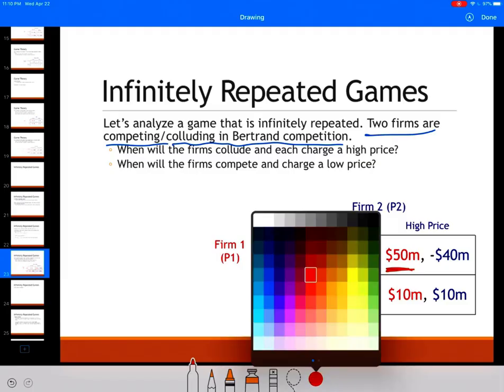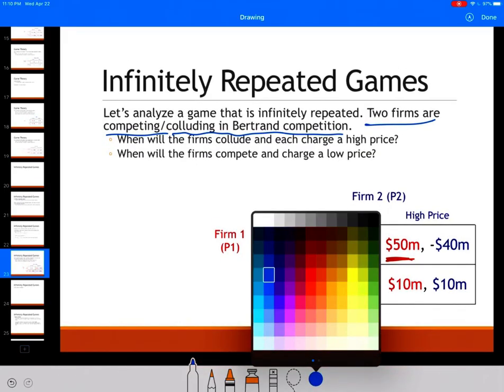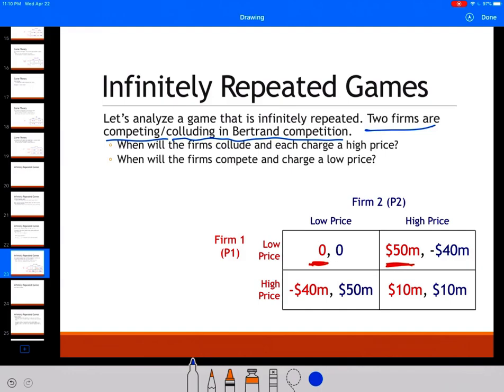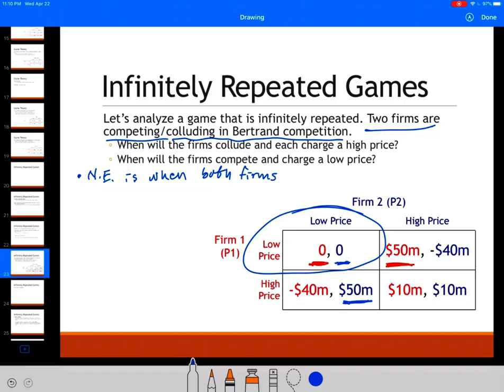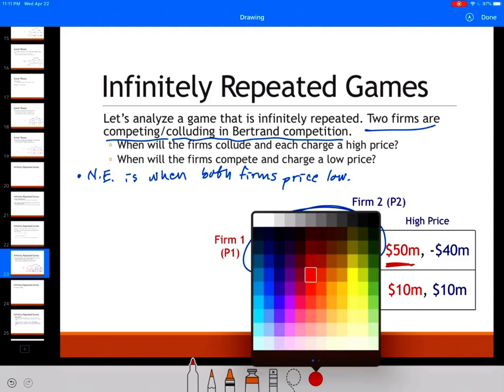Now if you do the same analysis for firm 2, sure enough, you're going to find that firm 2 also has a dominant strategy to price low. Both of these will be underlined. So they both have dominant strategies, which means this is our Nash equilibrium. Nash equilibrium is when both firms price low.